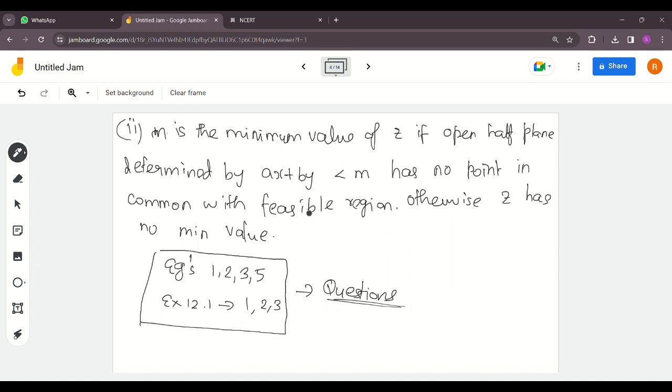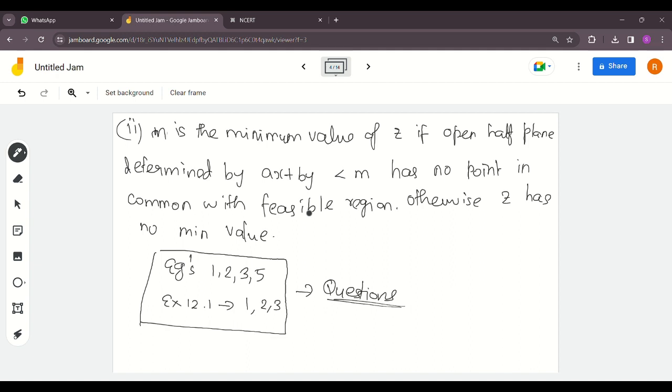Suppose we take one example. Let us, for example, solve the following linear programming problem graphically. Z is equal to 4x plus y. You will have to maximize this function, Z is equal to 4x plus y, subject to the constraints x plus y less than or equal to 50, 3x plus y less than or equal to 90, and x is greater than or equal to 0, y is greater than or equal to 0.